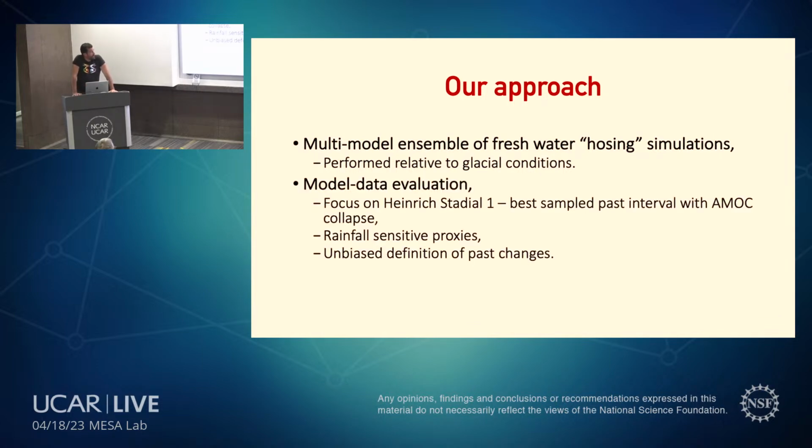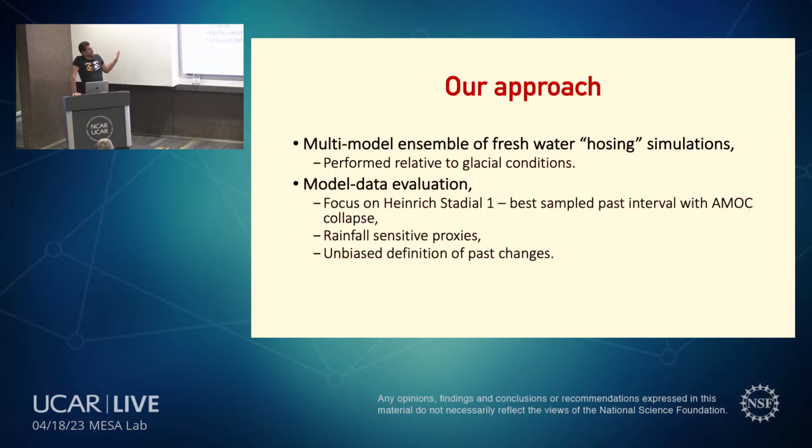We did a model data evaluation of these simulations against changes in hydroclimate that we inferred from proxies during Heinrich Stadial 1. That interval at the end of the last ice age and the beginning of the deglaciation, in which we have convincing evidence that the AMOC collapsed. And the Greenland ice core record shows that Greenland cooled. We use rainfall-sensitive proxies, isotopic records, proxies for aridity, vegetation records that can be interpreted as rainfall changes, runoff proxies.